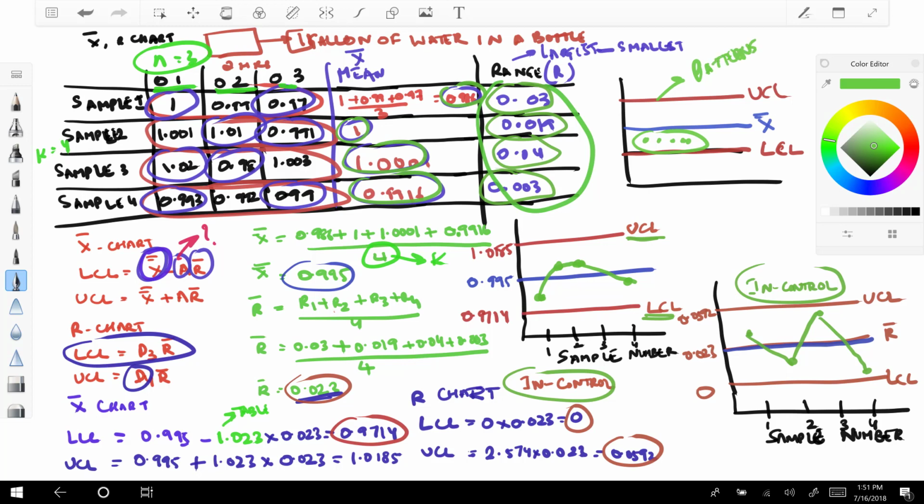So this concludes our lecture on statistical process control, especially with XBar and R charts. We will be discussing other charts in other lectures.